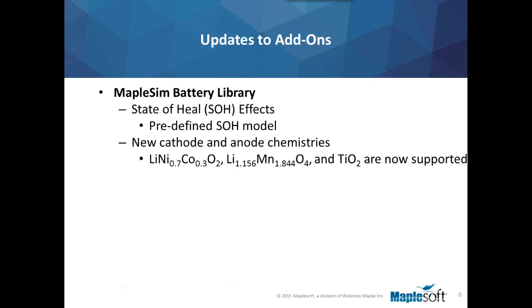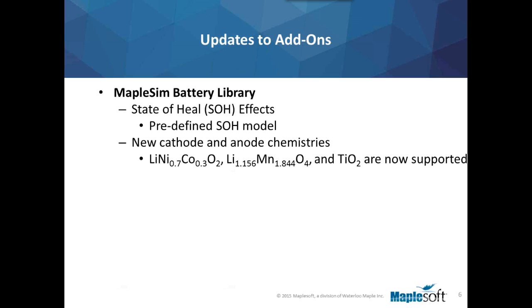So the add-ons that also got modified, there's a Maplesoft Battery Library. Two big things there. We've extended the number of cathode and anode chemistries. These are constantly being updated in the research and literature. So we've added some additional chemistries for users to use.